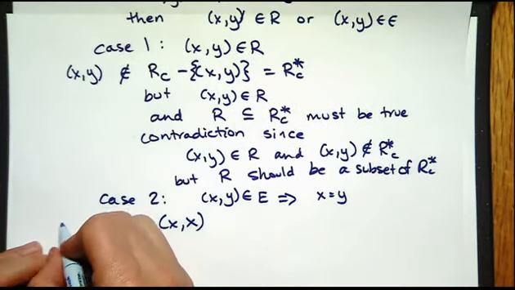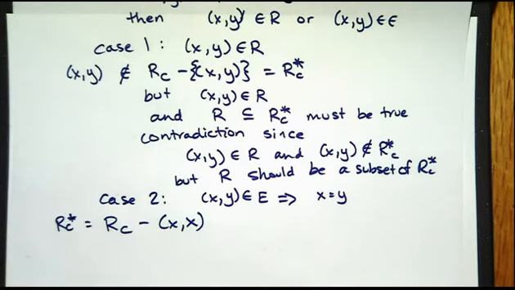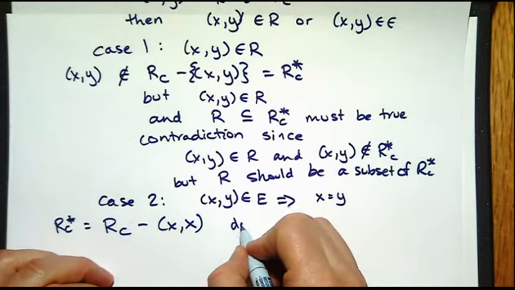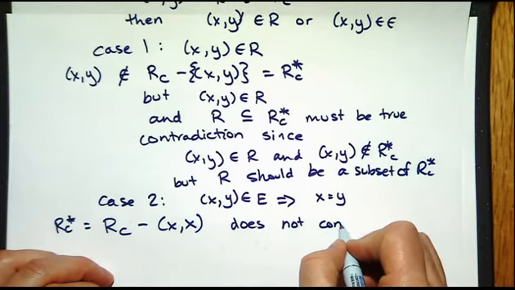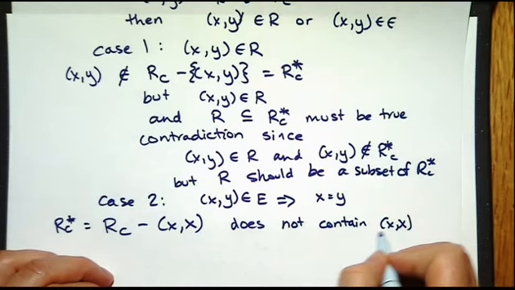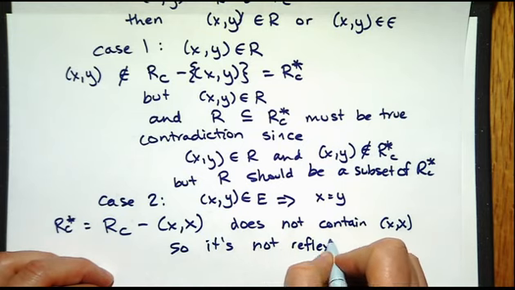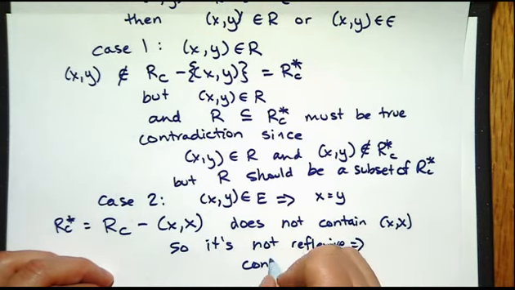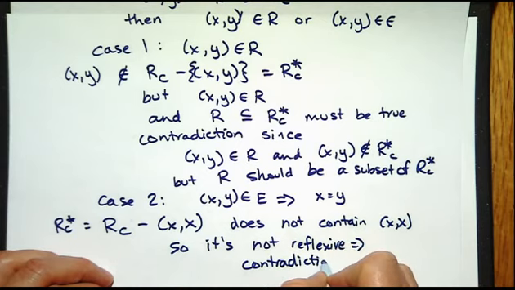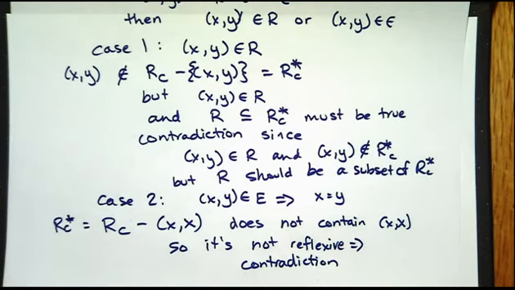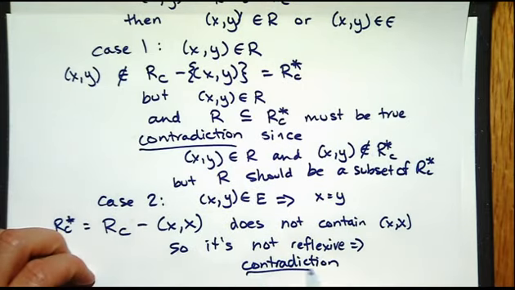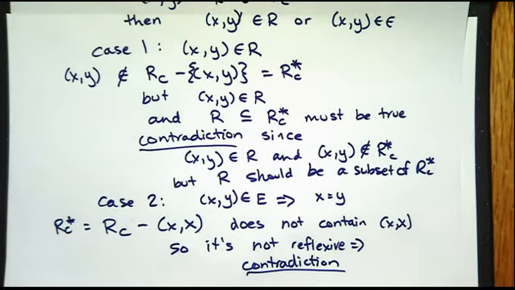RC minus xx, so we're going to make a new RC star. RC minus xx is going to have a problem, right? It's not going to be reflexive. So in both cases, I have a contradiction. And so therefore, we're done with the proof.